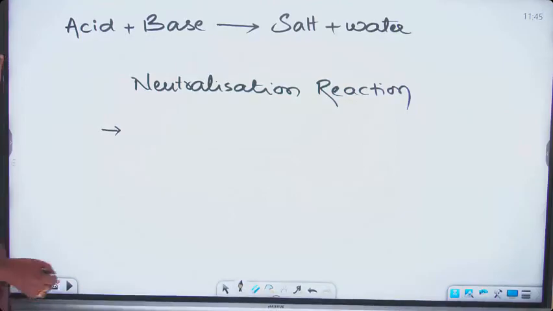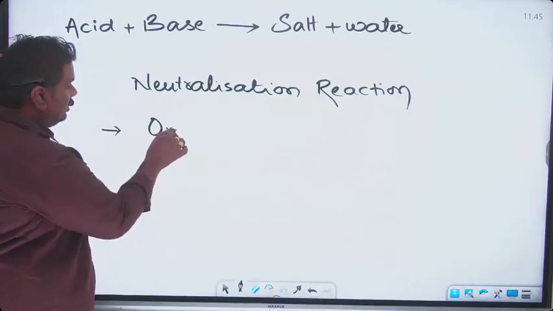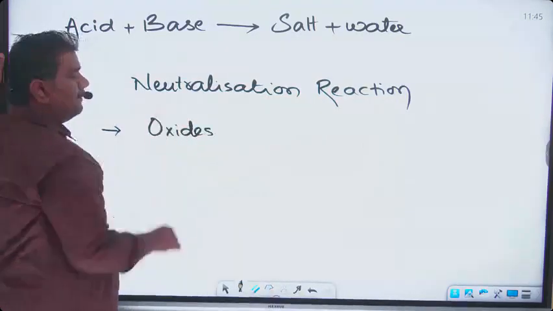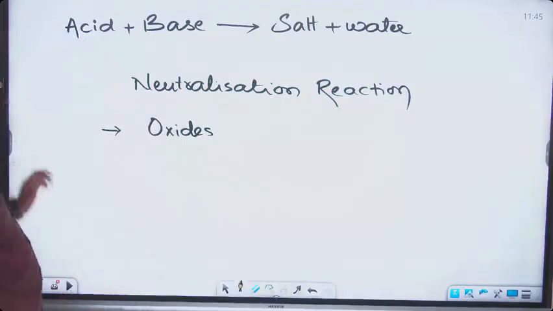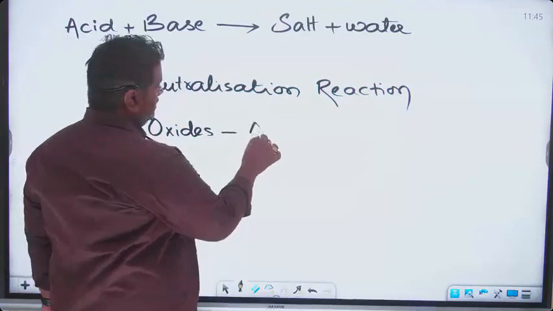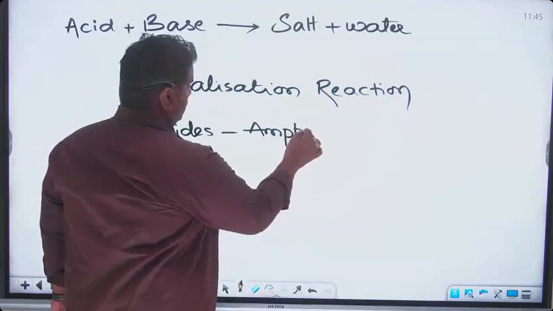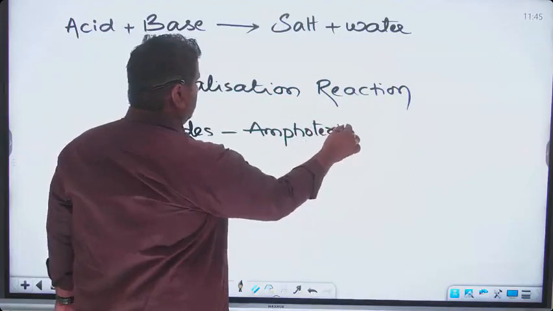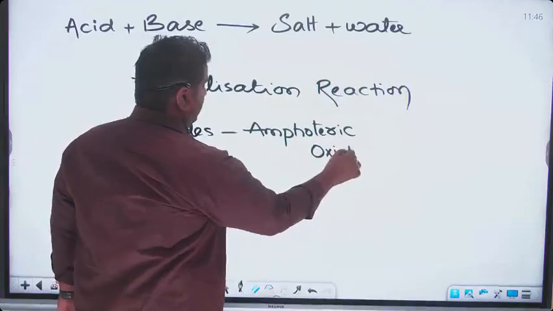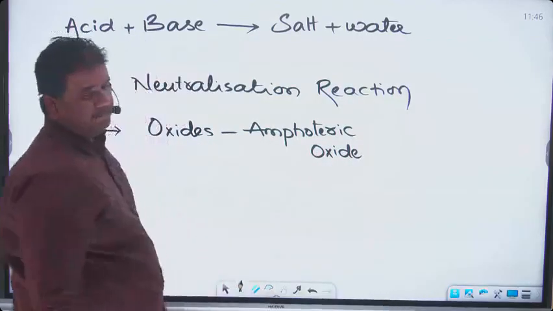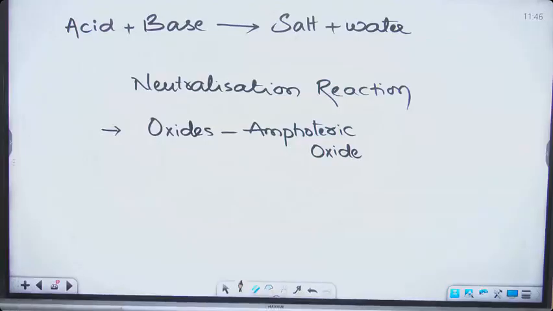Right. So the compounds, or else the oxides, which can react with acid and base are known as amphoteric oxides. The oxides which can react with acid and base are known as amphoteric oxides.